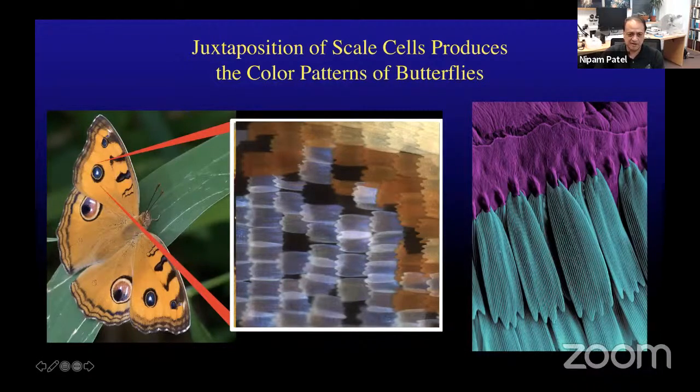A typical scale is about 300 microns long and maybe about 50 microns across. But it's an outgrowth of a cell that's sitting in the wing during pupal development. That cell will die, but before it dies, it secretes chitin. So this is the sugar polymer that forms the exoskeleton of all arthropods. And that chitin is very tough and lasts. And so when the butterfly emerges, these scales are these chitin-covered protrusions.